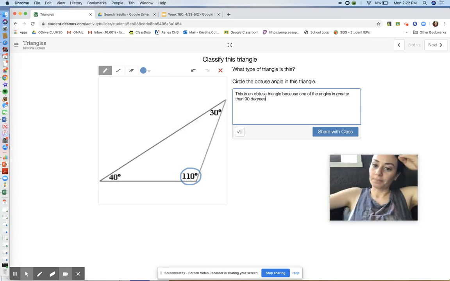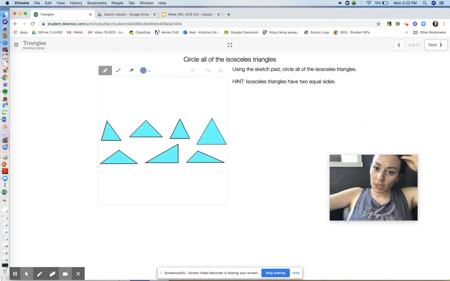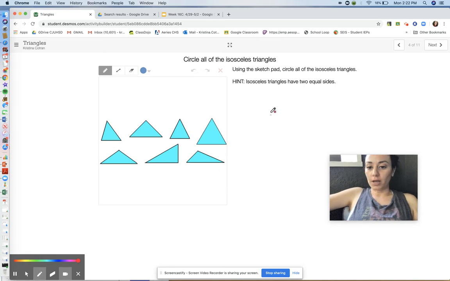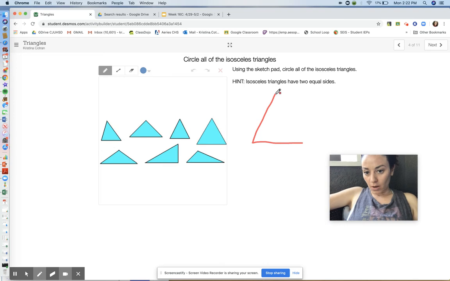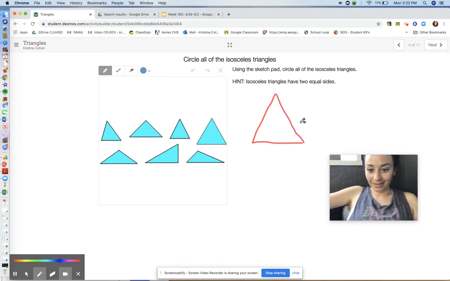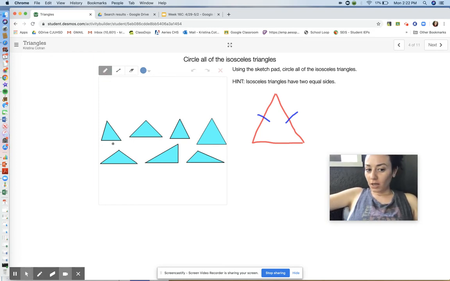With me now? Okay. For the next one: circle all of the isosceles triangles. Hint, isosceles triangles have two equal sides. I'm going to go ahead and draw one. Isosceles means you have two sides equal. I know that doesn't look perfect, but it is what it is. So let me get my drawing tool. Does this look isosceles to you? To me, it looks like all three sides are different, so that looks scalene to me.